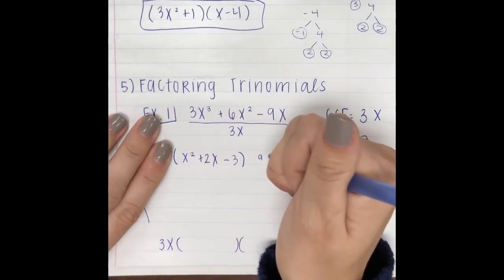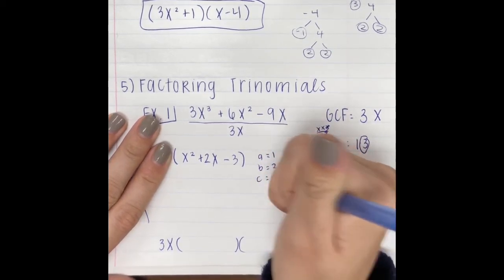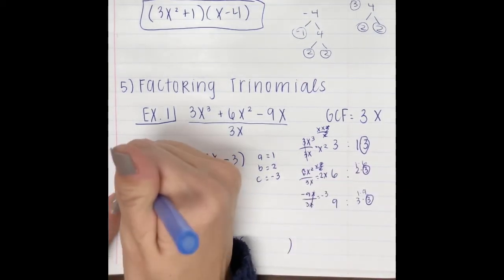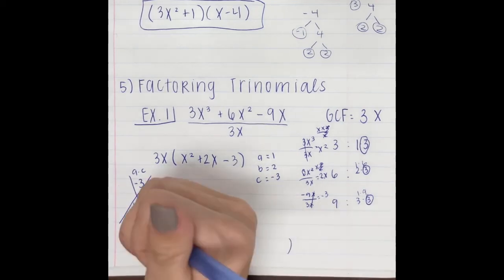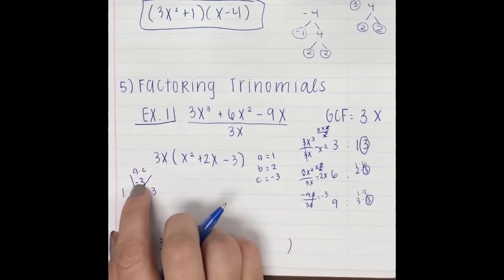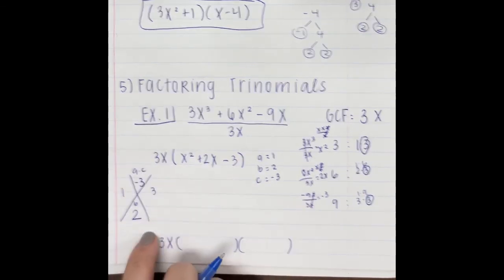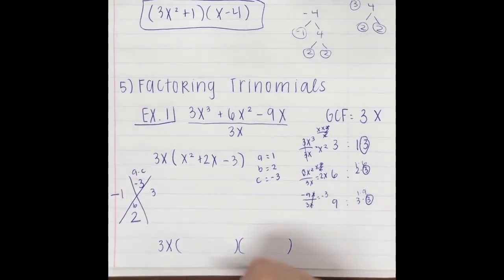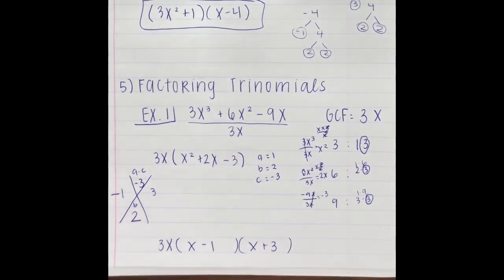My a, because I'm just looking inside, is 1, b is 2, and c is a -3. So a times c, 1 times a -3 is a -3, and then my b is 2. So I get 1 times 3 multiplies to be 3. One of them has to be negative to multiply and give me a -3. When they add together, they stay positive, so my larger one needs to be the positive. So I get x minus 1 and x plus 3.